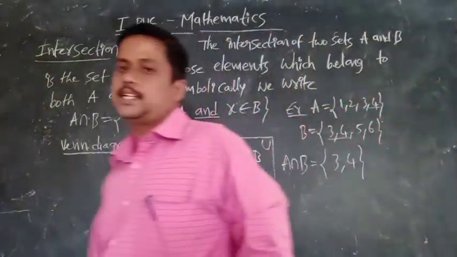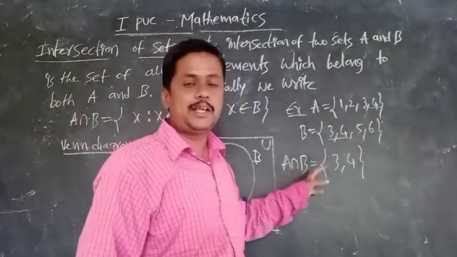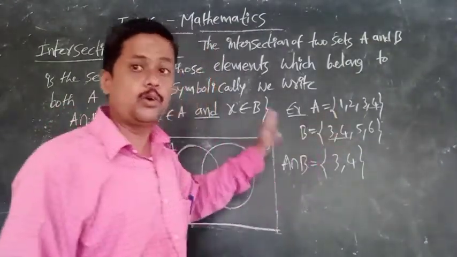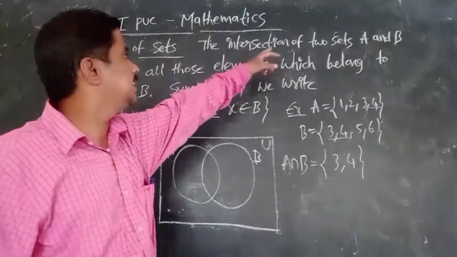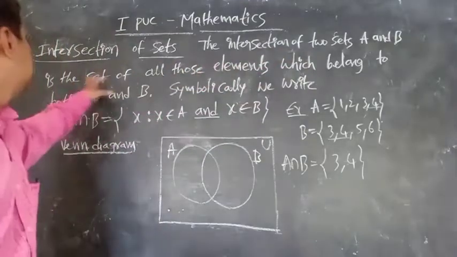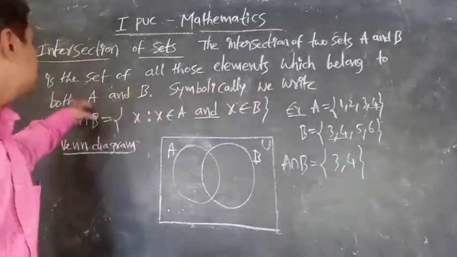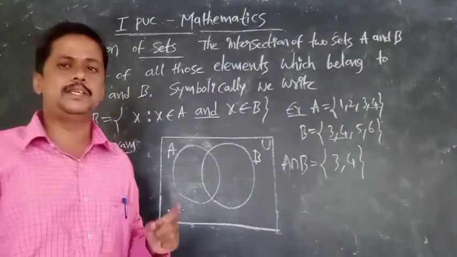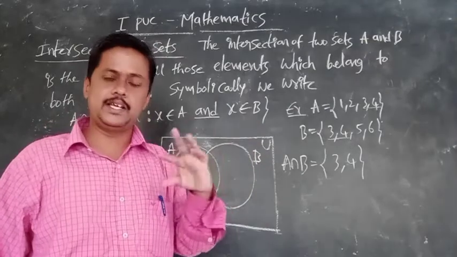A intersection B means what? Common elements of both. The intersection of two sets A and B is the set of all those elements which belong to both A and B. "And" means both, the common elements. "Or" means either.